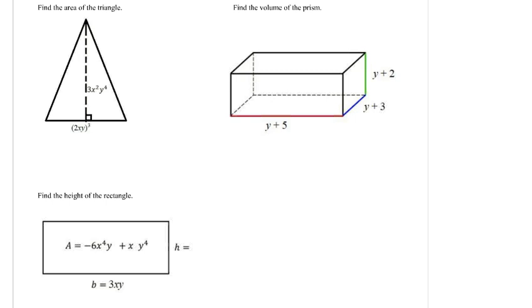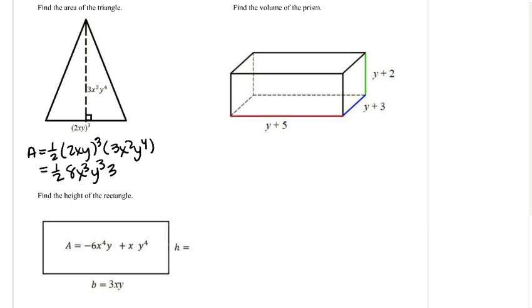Okay. For the area of the triangle, we know area is 1/2 base times height. And height is 3x squared y to the 4th. All right, well, this is half of, when we take 2xy to the 3rd power, we need to cube everything. That's 8x to the 3rd, y to the 3rd, times 3x squared y to the 4th. Okay, so if I take 8 and 3, that's 24, divided by 2, that's 12. Okay, total powers of x, I have 3 plus 2 is 5, and 7 total powers of y.